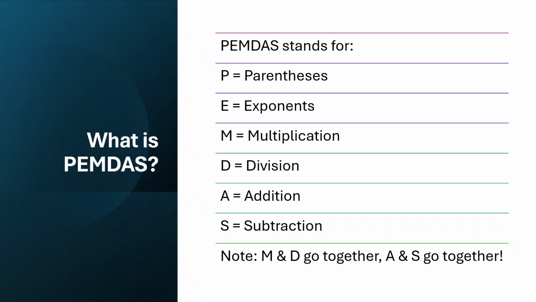PEMDAS is a helpful acronym that reminds us the order in which to perform operations. P stands for parentheses. Anything inside them comes first. E is for exponents. Powers or roots come next. Then multiplication and division. They share the same level and go left to right in the expression. Finally, addition and subtraction, also done left to right.